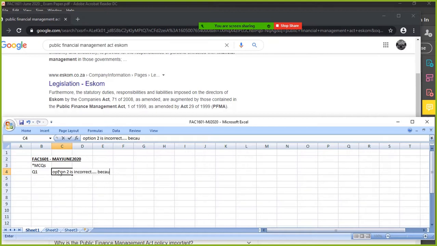because public institutions like Eskom and SAA, etc., must also adhere to the requirements of the PFMA, the Public Finance Management Act, right?